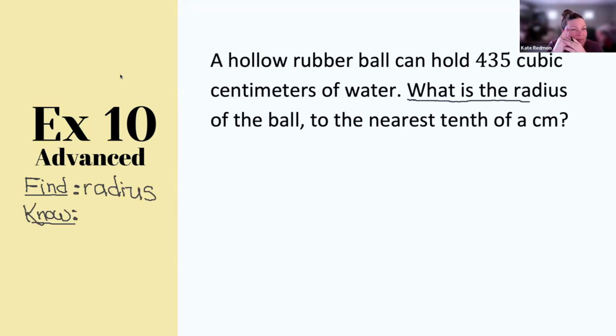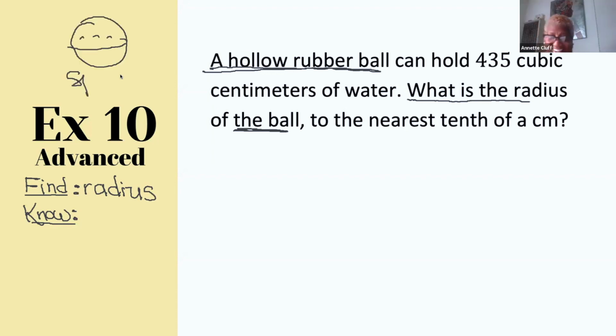Even though they don't use a shape name, they describe it. What are we looking at here? What is the radius of the ball? The ball. We need a shape name for a ball. So a circle is similar to a ball, but a circle is two-dimensional. A sphere. Wonderful. So we're looking to find the radius of a sphere.